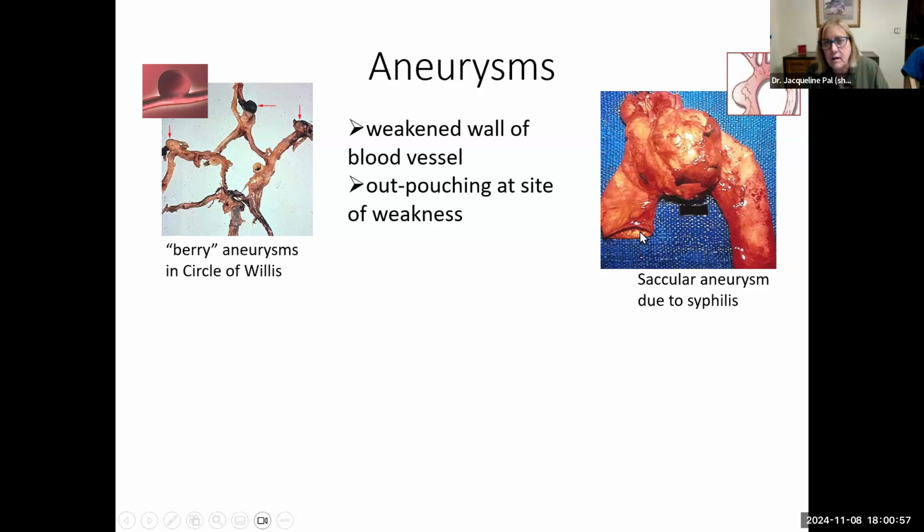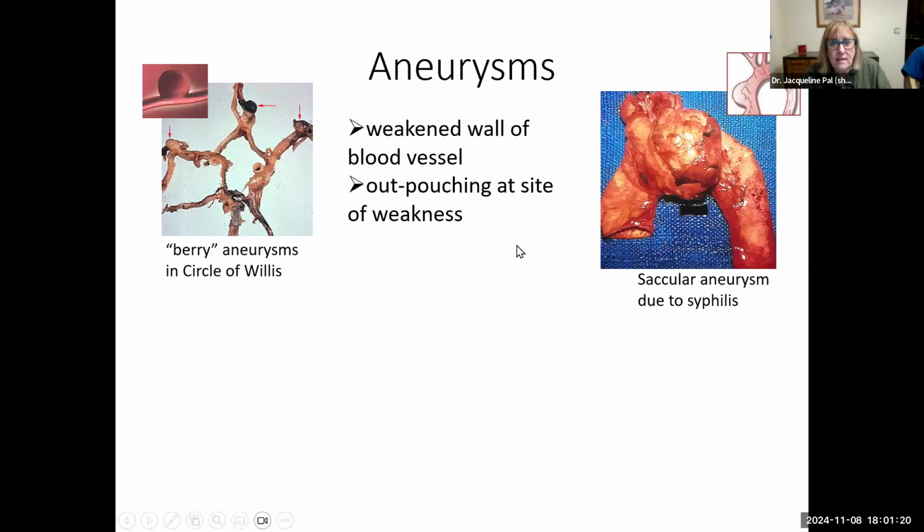This is on your heart would be here. So this is on the arch part of your aorta. And these are the main blood vessels which would be going to your head and to your upper extremities. And this is a classic kind of aneurysm that you would get with syphilis. So think about that. Make sure you get your STDs treated.